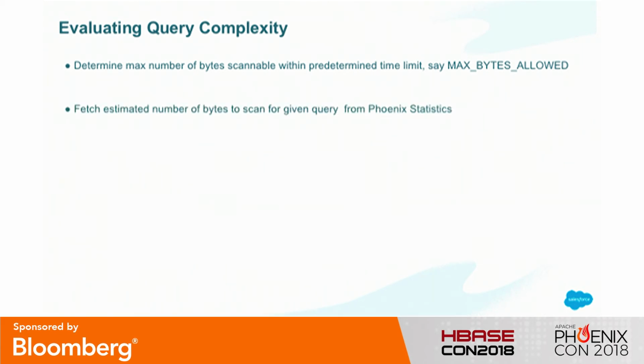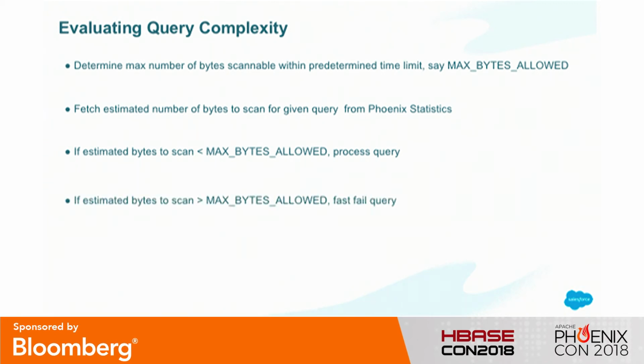Now we get the stats information from the Phoenix client, and we are able to get the estimated number of bytes that would be scanned for a specific query. We compare the estimated number of bytes that would be scanned with MAX_BYTES_ALLOWED. If it is less than MAX_BYTES_ALLOWED, we process that query and return the results back to the user. If the estimated bytes to scan ends up being greater than MAX_BYTES_ALLOWED, we fast fail the query and throw the appropriate error message back to the user.